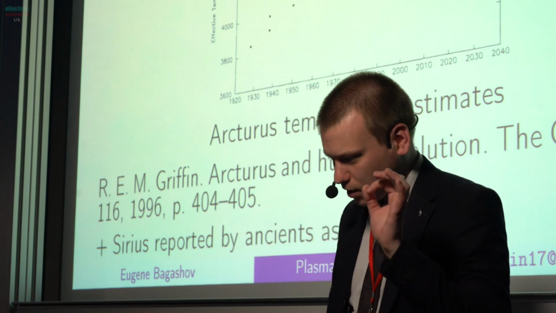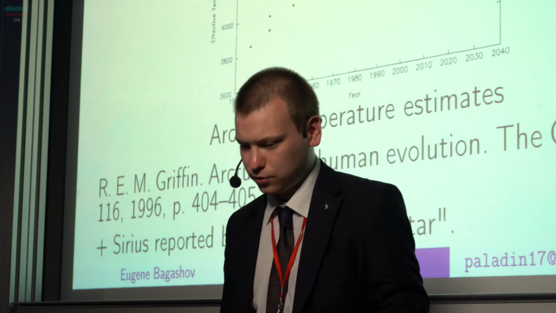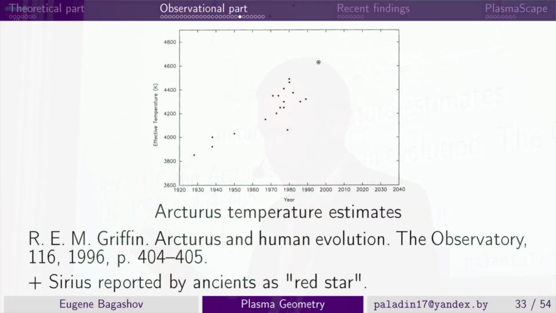And then there are some anomalies in temperature estimates of stars. Here's a pretty fascinating graph of Arcturus temperature, which you can see pretty much linearly rises, right? From about 3,800 to about 4,600 in only about 80 years. And this is insane. It shouldn't happen according to our stellar models.